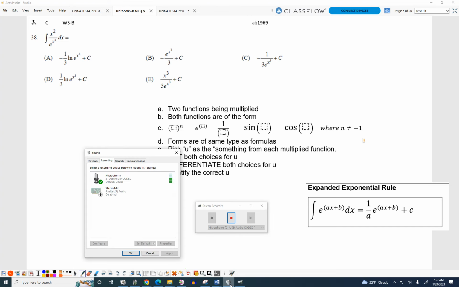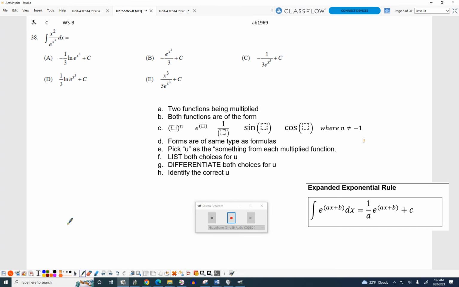Okay, number 3, here we go. First thing to notice is they use the integral sign, but there are no numbers on that symbol. Therefore, we are not talking about an integral in this case. We are talking about only an antiderivative.